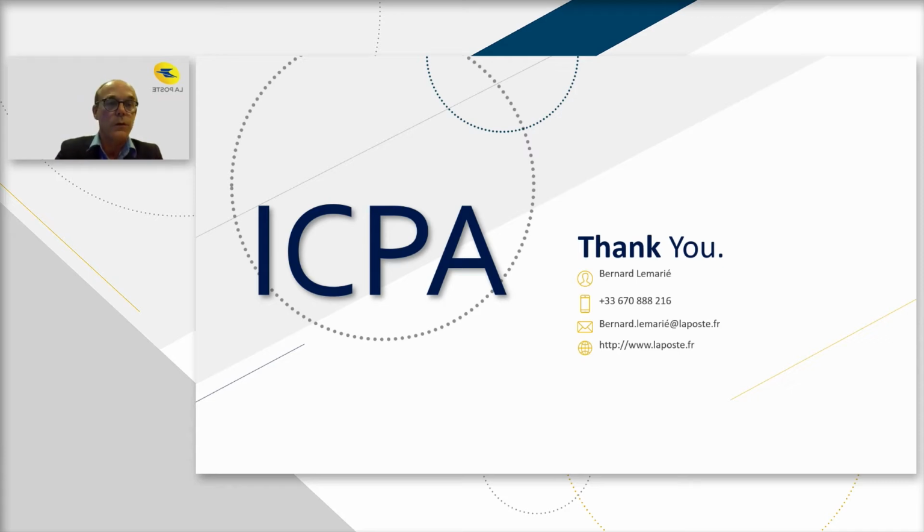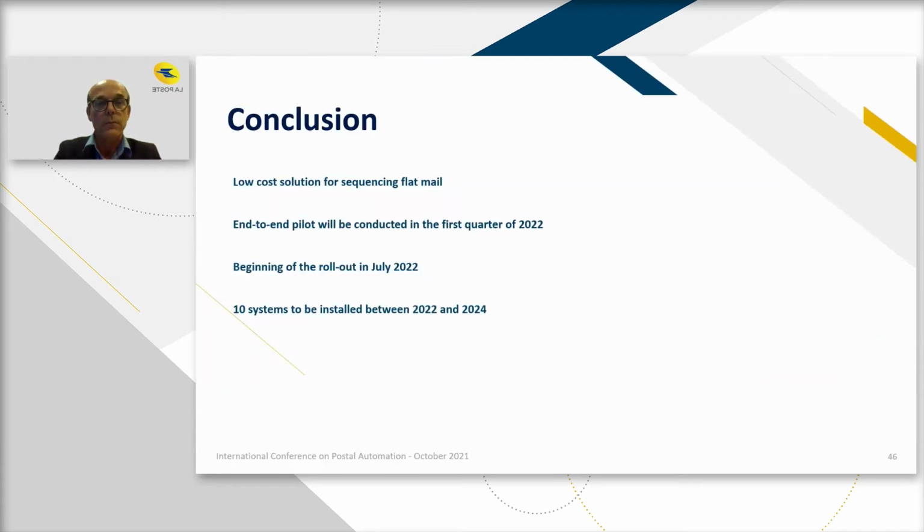As a conclusion, I would say that we have a low-cost sequencing solution for which we have passed the main difficulty. We still have some difficulties to address, but the main ones are now passed. And we hope that we will be able to install up to 10 systems between 22 and 24.